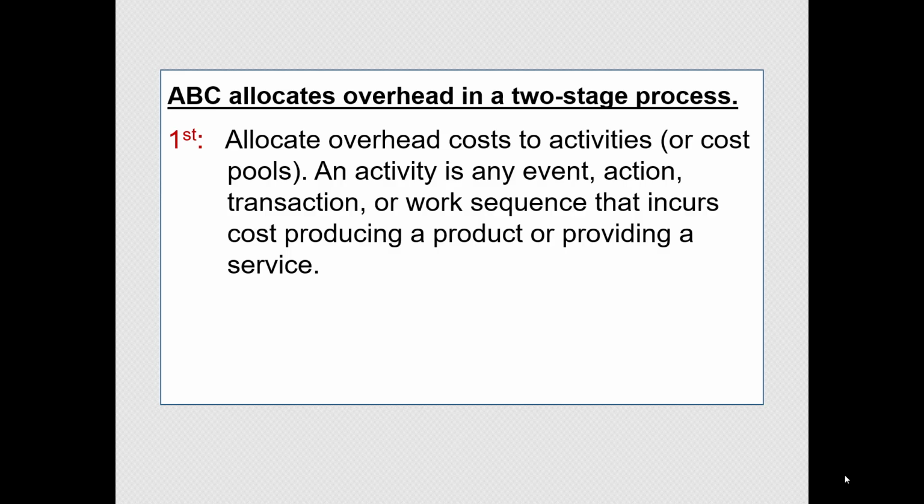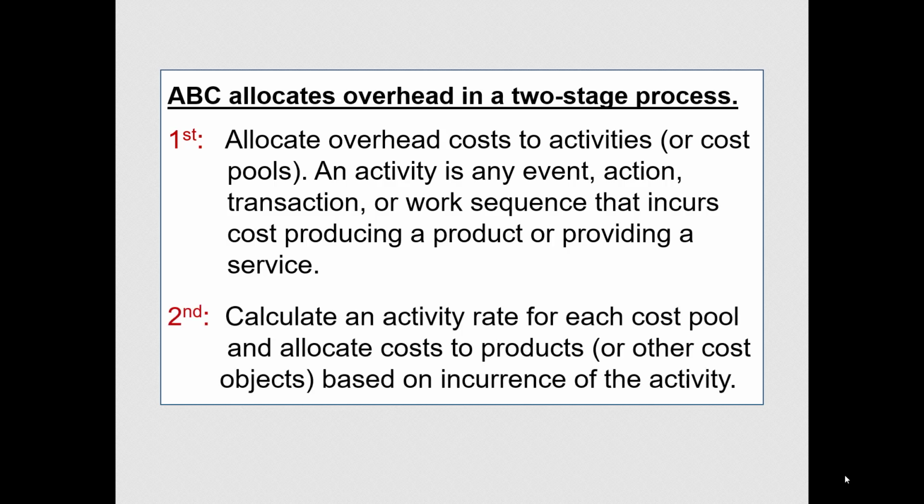Basically, you allocate the cost to activities. An activity is any event or action or work sequence that needs to happen for a product to be produced. It could be something like setting up machines, inspecting, ordering materials, moving materials. Then you will calculate an activity rate for each cost pool and allocate to the products or any other cost object based on incurrence of the activity.